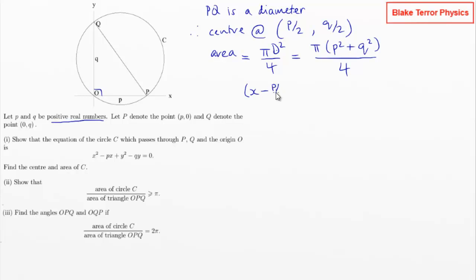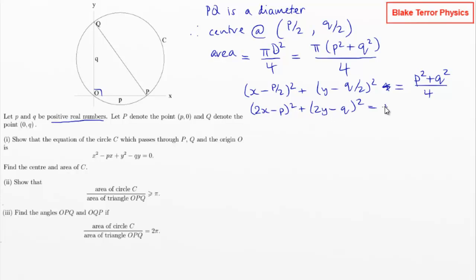It's going to be x minus p over 2 squared plus y minus q over 2 squared equals p squared plus q squared all divided by 4. But we need to show that it's in that format. So let's multiply everything by 4 because that's going to get rid of all of those 2's and 4's. So multiply everything by 4. Means we'll have 2x minus p squared plus 2y minus q squared is p squared plus q squared.